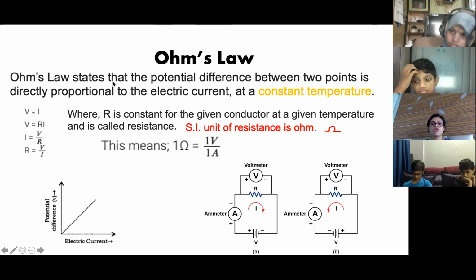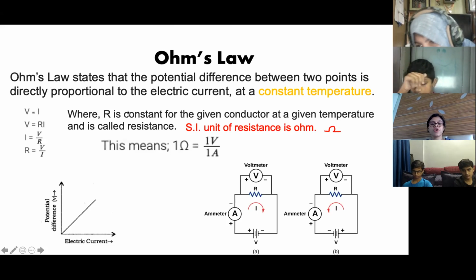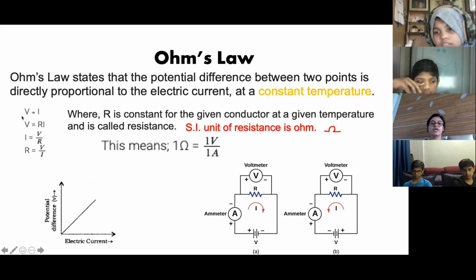So what is this law? This law states that the potential difference, or voltage, between 2 points is directly proportional to the electric current, at constant temperature. So this condition, V is directly proportional to I, is Ohm's law at constant temperature. Now, I told you when I replace the proportionality sign, I have to put a constant. This constant here is R.